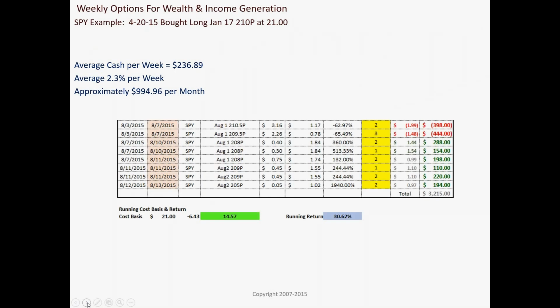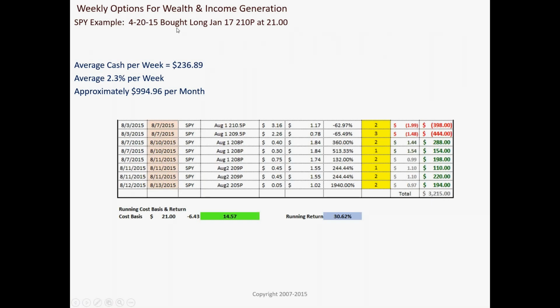So here is that. This is the SPY trade that I have been doing now since the 20th of April. And the spreadsheet is getting so long that I just cut off the trades that have been done so far in August. And so we're halfway through the month. And our total for the year, or since April 20th, we've generated about $3,200.